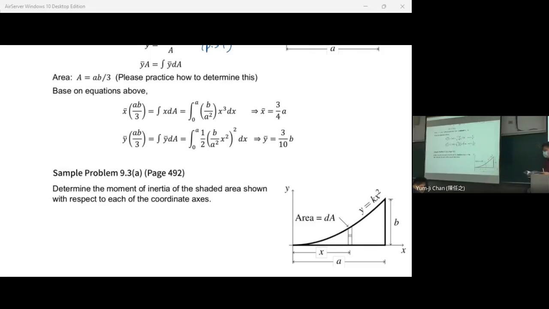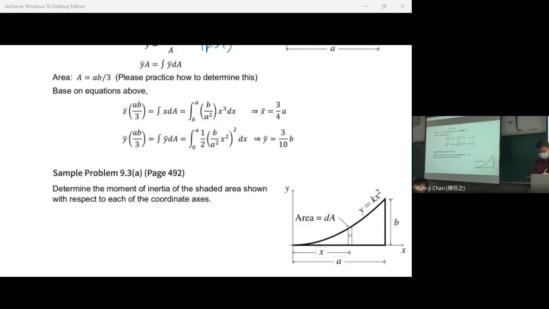So let's go on with problem 9.3. Now we want to determine the moment of inertia of the shaded area shown with respect to each of the coordinate axes. So let's go through the English first.